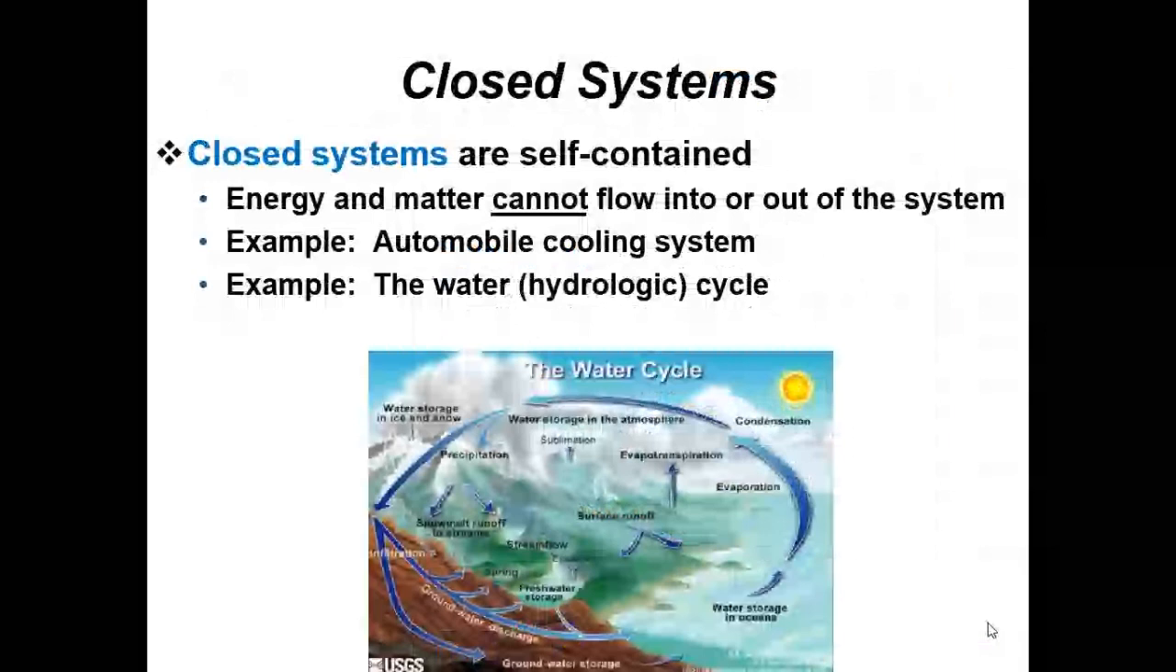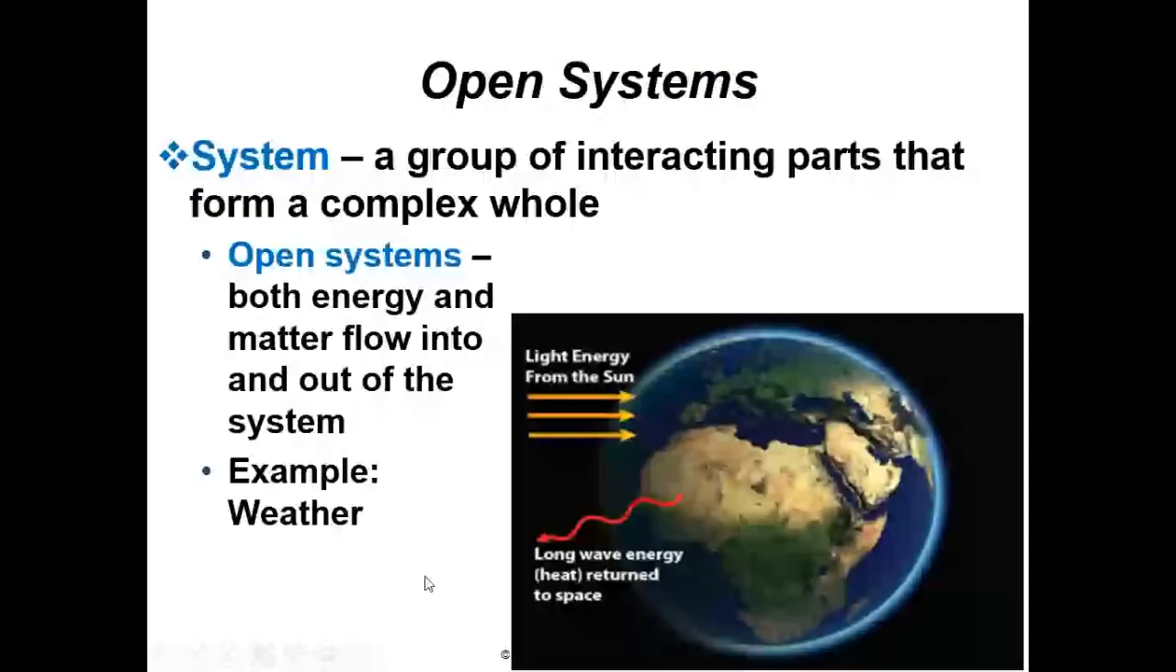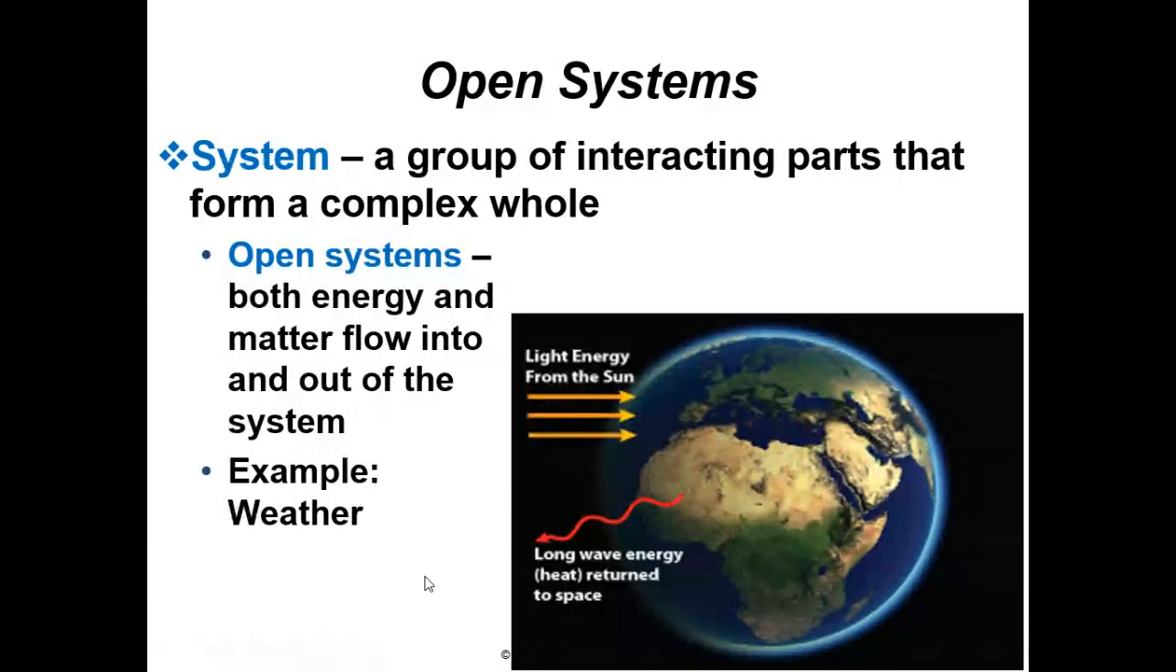Okay, so you can see here you have light energy coming from the sun onto Earth. And you also have heat energy that's being re-radiated from Earth's surface out into outer space. So the system, as you can see, is open. There are no boundaries to the system. You can have energy coming in and out.